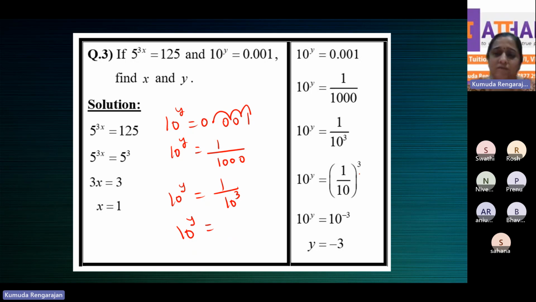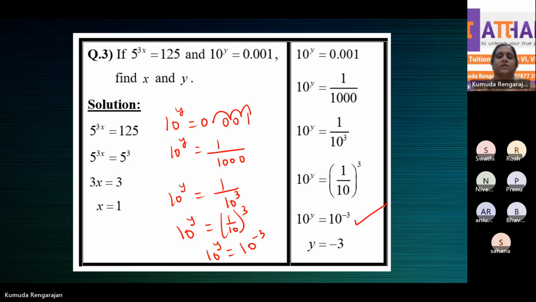Now, how do you write the equivalent? Reciprocal of the base, negative of the power. So this is nothing but 1 by 10 the whole cube. Now that is nothing but 10 to the power y is equal to the reciprocal of the base. 1 by 10 becomes 10 by 1, which is 10. Negative of the power. That's how you get this step.